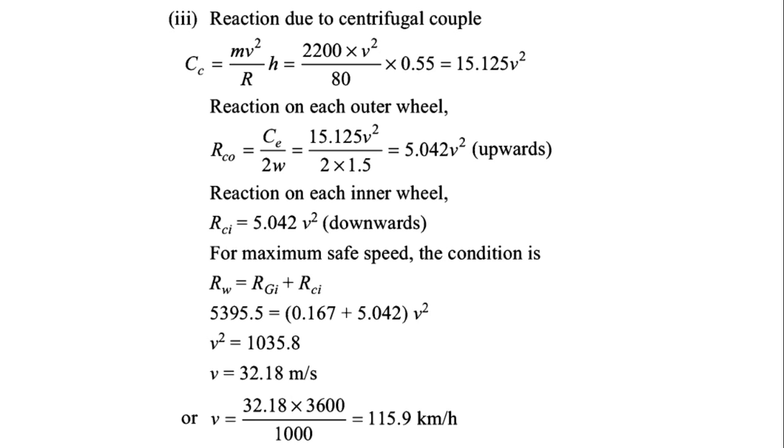And the reaction on each inner wheel, Rci, will be equal to 5.042 V square, downwards. For the maximum safe speed, the condition to be satisfied is that Rw should be equal to Rgi plus Rci. From there, if you substitute the values, you can get the value of V. So V finally is equal to 32.18 meter per second, and if you convert to kilometer per hour, you get 115.9 kilometer per hour.